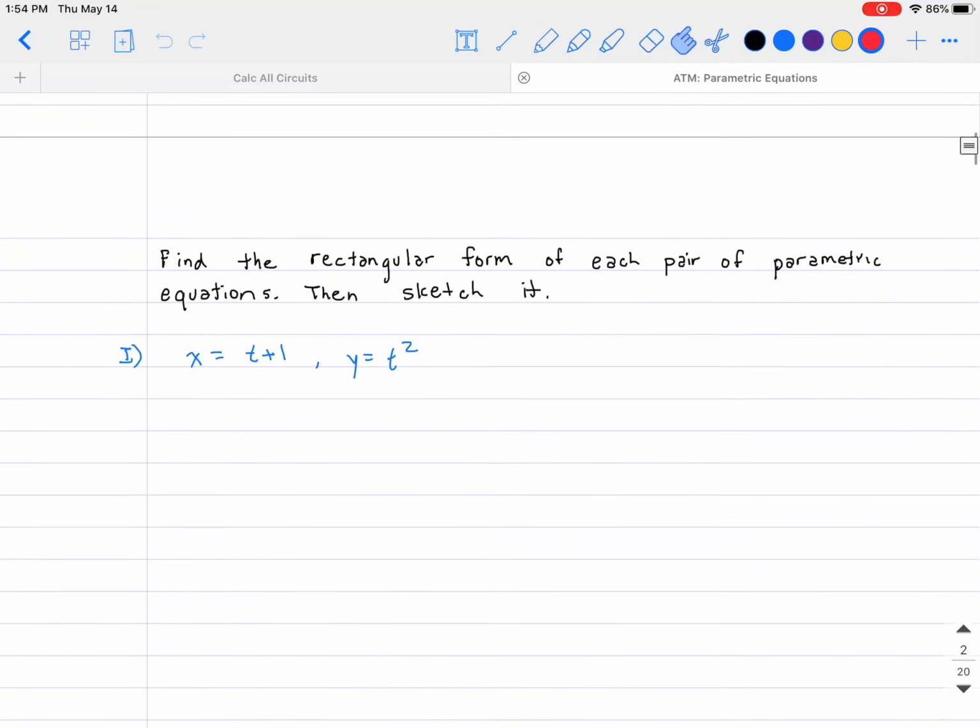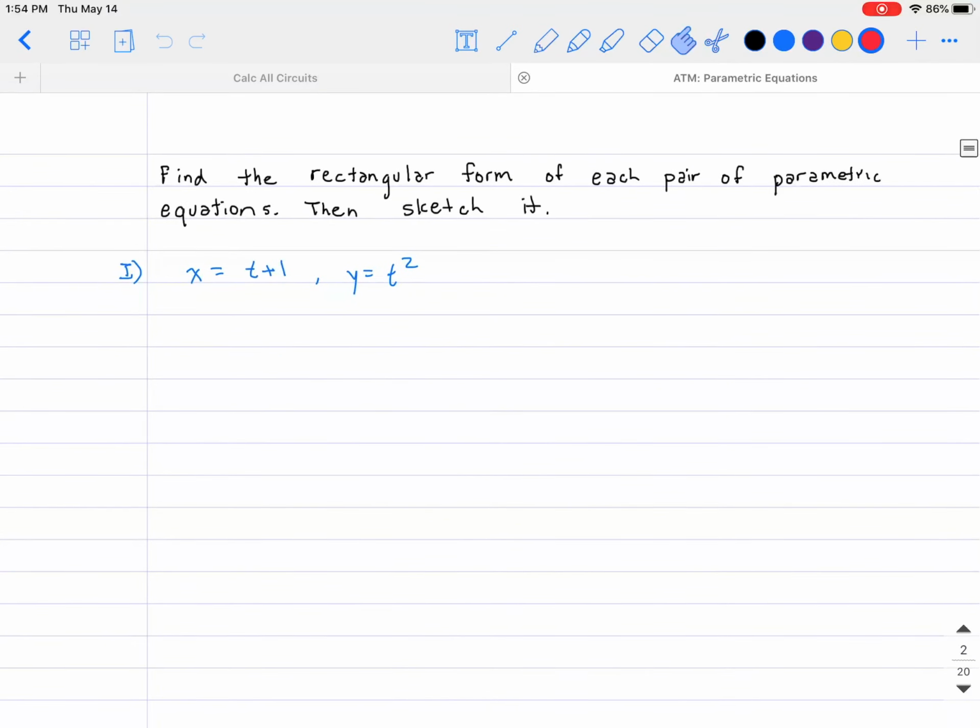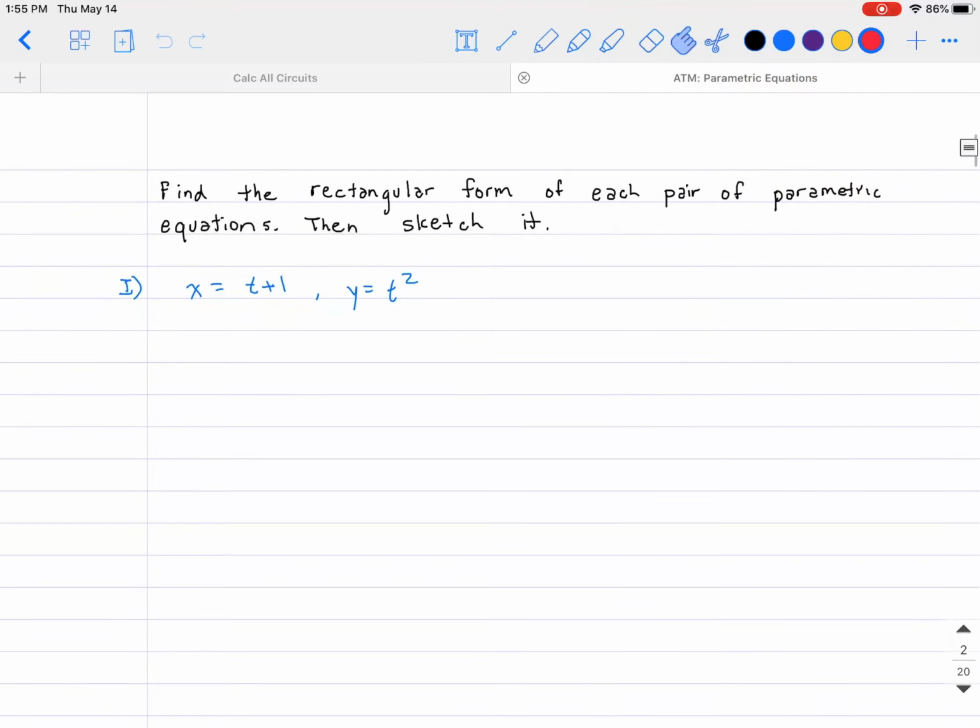So here's your first example. Find the rectangular form of each pair of the parametric equations, then sketch it out. In the first example, we have x is equal to t plus 1, and y is equal to t squared. Keep in mind, the objective right now is to eliminate t so that we can combine into one single equation for x and y. The easiest way to do this is by substitution. We're going to take x over here, easily solve for t, and plug it back into the y.